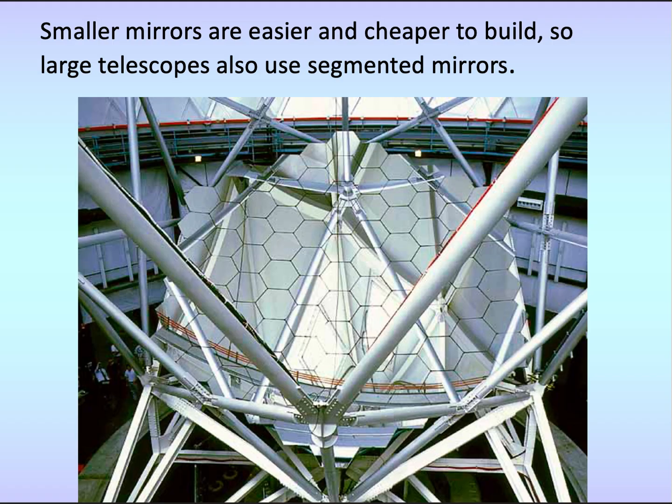Some scopes, like the James Webb Space Telescope, are built with these hexagonal honeycomb-shaped mirrors. The advantage to this is you don't lose as much light in the gaps between mirrors as you would when trying to put circular mirrors next to each other.